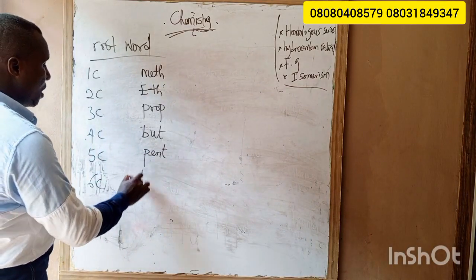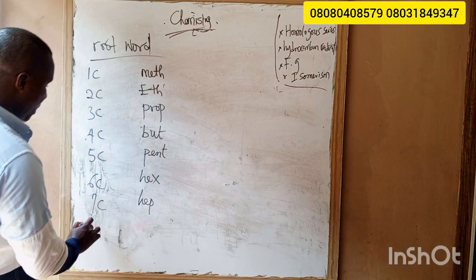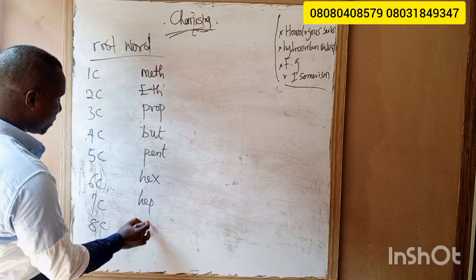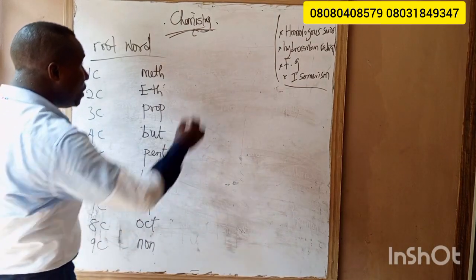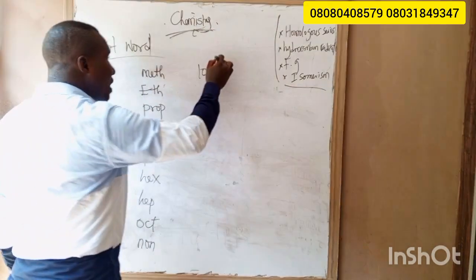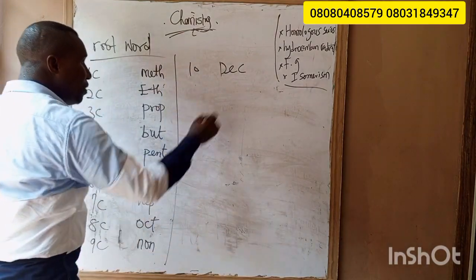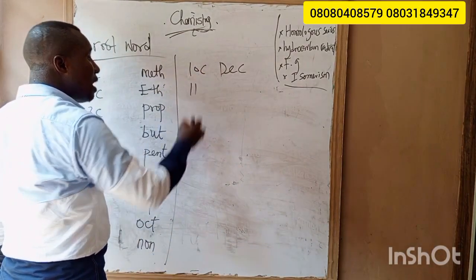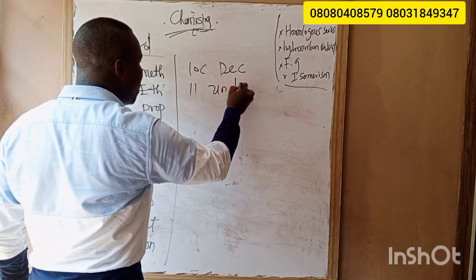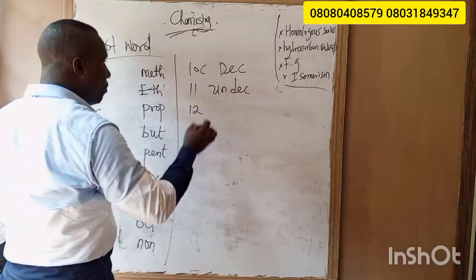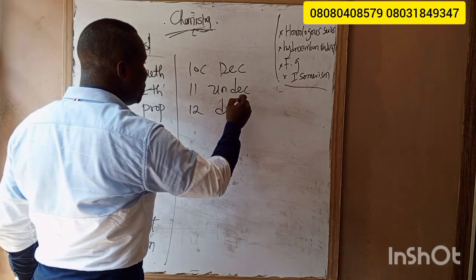Six carbon, hex. Seven carbon, hept. Eight carbon, oct. Nine carbon, non. Ten carbon, we have dec. Let me give you up to 20. We have 11 carbon, undec. 12 carbon, we have dodec.